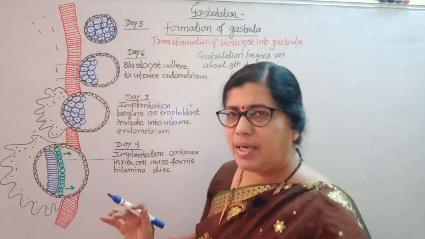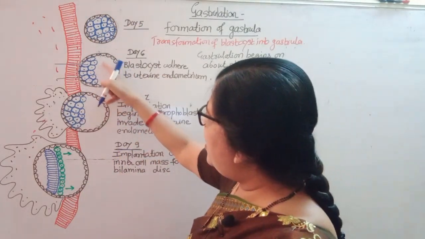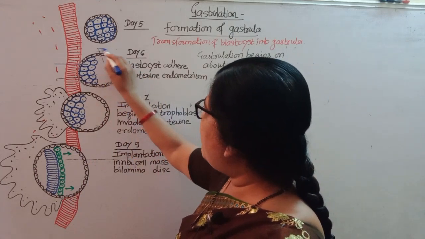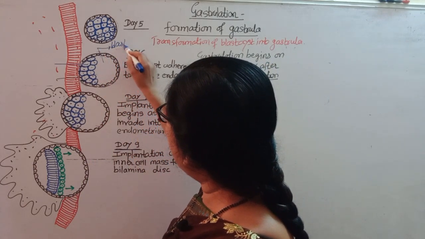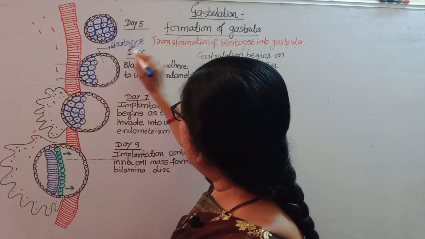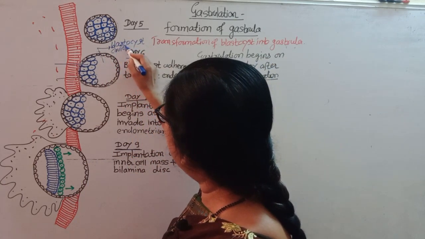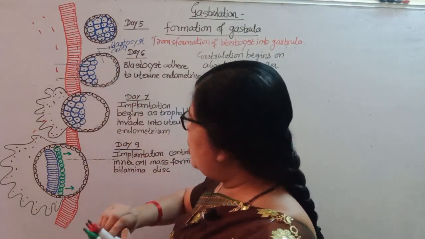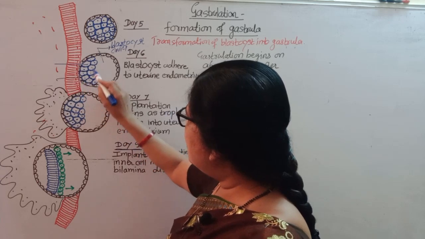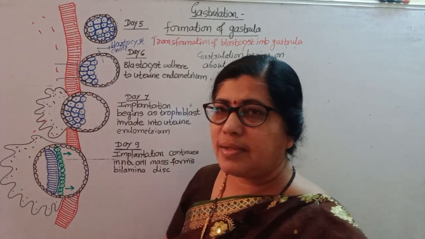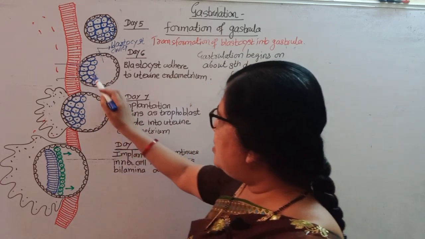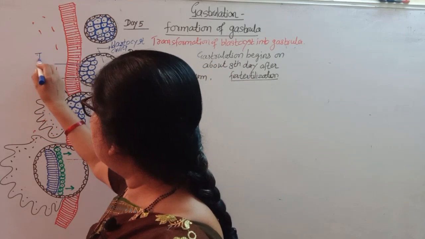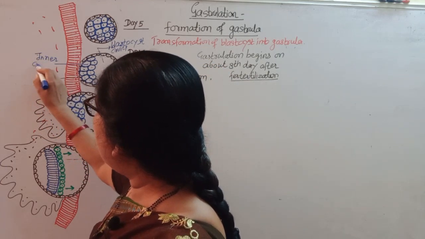Then after entry in the uterine cavity, morula absorbs glycogen rich uterine fluid, that is called as uterine milk, and in the morula a fluid filled cavity is developed. This cavity is called as blastocyst cavity, or blastocele. And in blastocyst, this is inner cell mass, also called as embryoblast cell.